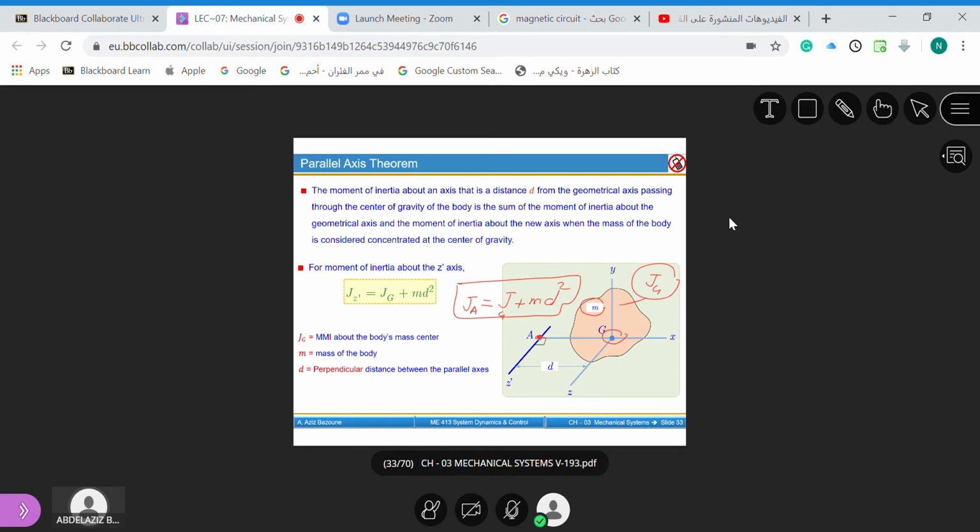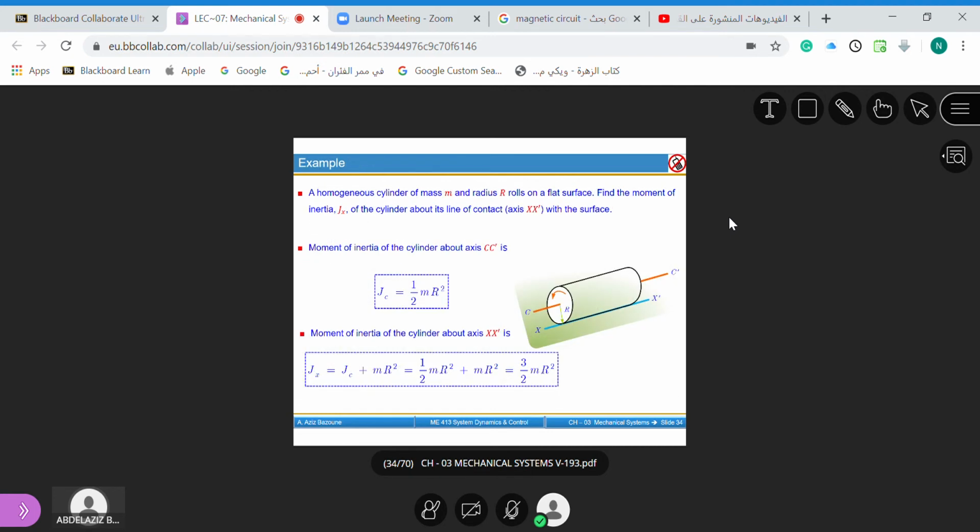So once you know Jg, because sometimes the body is not rotating about its center of mass, it is rotating about another point that is located somewhere at distance d. So in this case, we apply what we call the parallel axis theorem. And the distance here should be perpendicular.